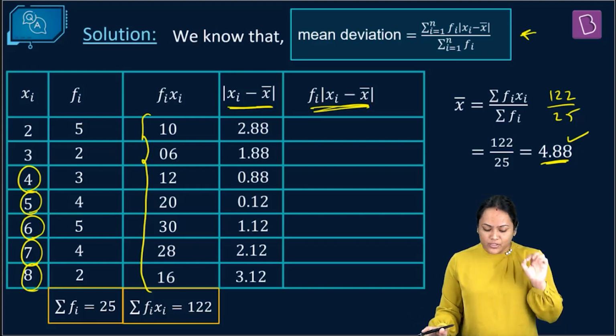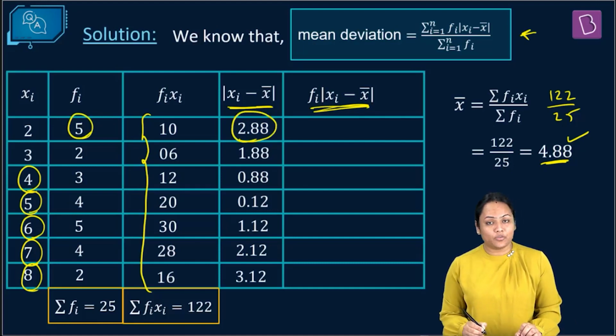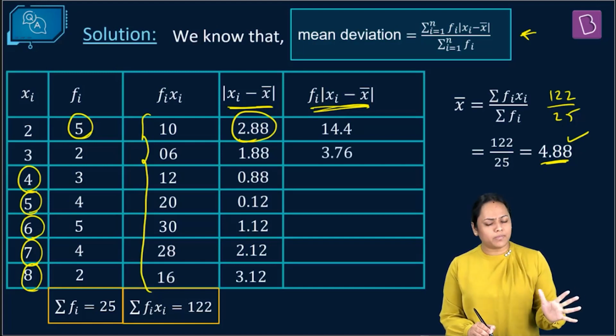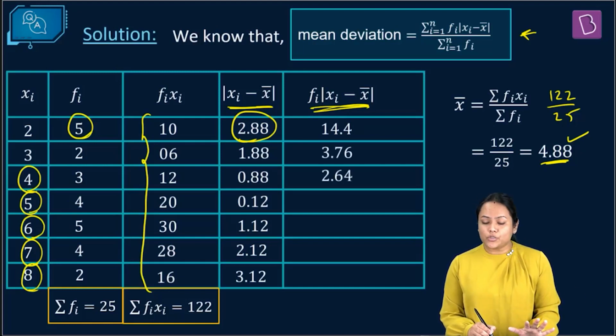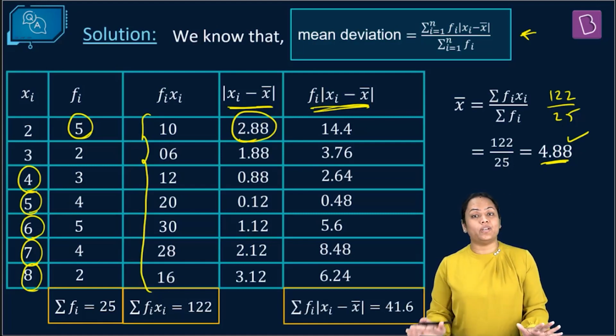So I'll just multiply my frequency with these data, right? When I do that, the first one is 14.4, the second one is 3.76. Just keep on multiplying, guys, nothing else. Third is 2.64, fourth one is 0.48, fifth is 5.6, sixth is 8.48, last one is 2 into 3.12, that is 6.24. And when I add this part also, my final value comes out as 41.6.